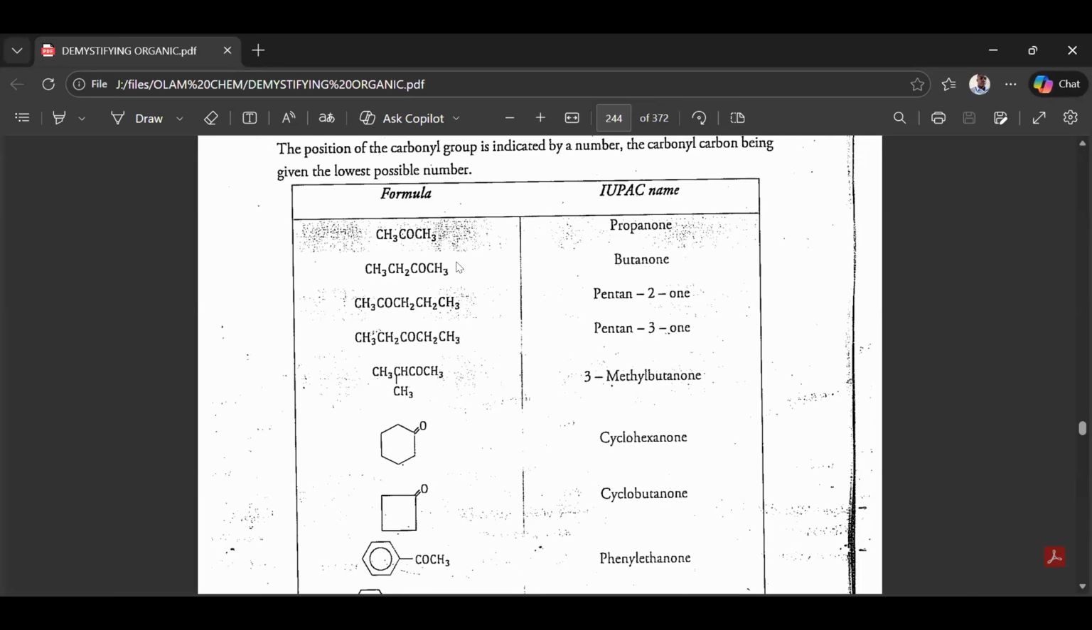When you put it at position 1, then it means that one is no longer a ketone, it's an aldehyde. Because the moment you bring the functional group to position 1, then that is an aldehyde, it is no longer a ketone.